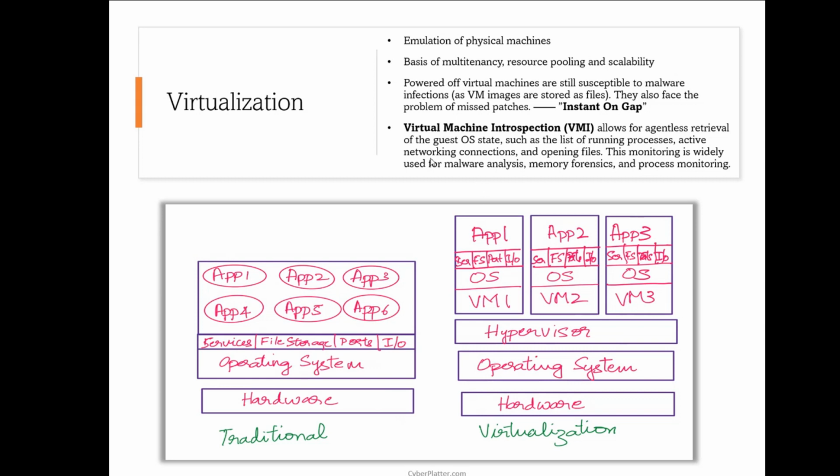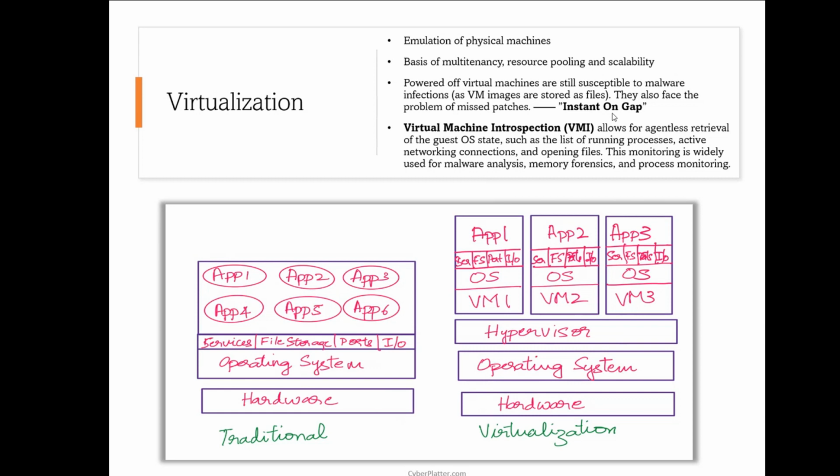There are few points that I wanted to mention about virtualization, which might be important to the examination. Virtualization is emulation of physical machines, right? And is the basis of multi-tenancy, resource pooling, and scalability, which we talked about in the previous slide. So the problem with virtualization, suppose say there is a virtual machine which is switched off for a long time, right? It has a problem of missing all the patches. That is called as instant on gap.